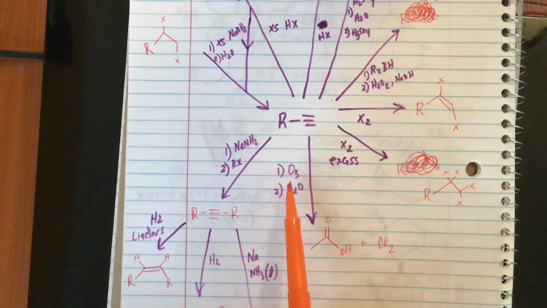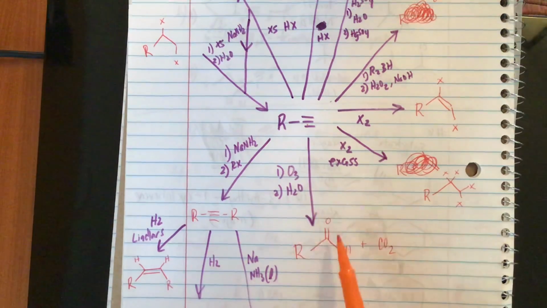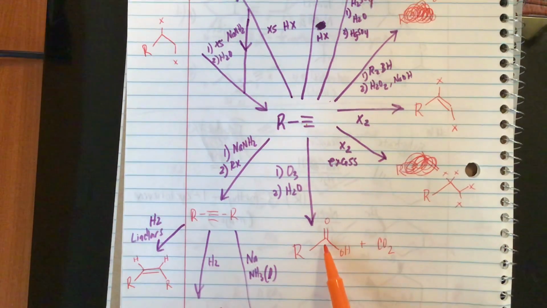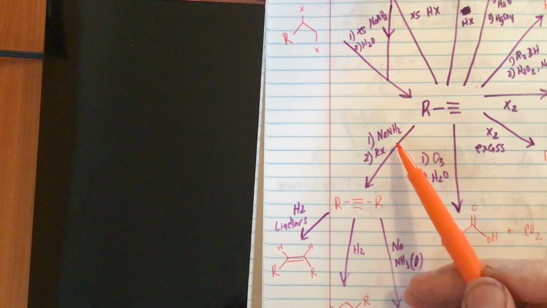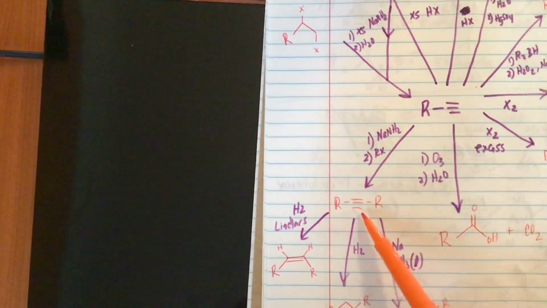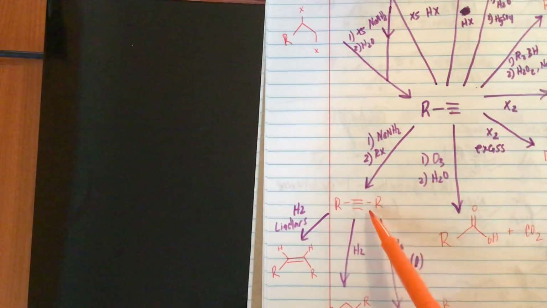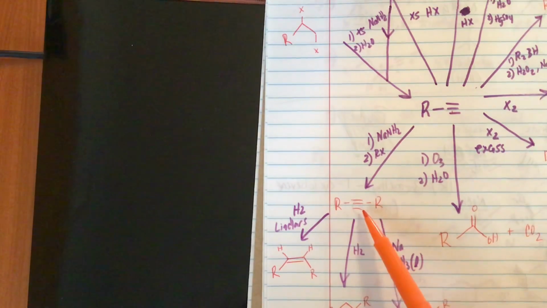Next, we have ozone. Again, on a terminal alkyne, ozone with water is going to give you carboxylic acid and carbon dioxide. And this next one, we're adding excess base and we're adding RX. So that's going to turn our terminal alkyne into, no longer a terminal alkyne.